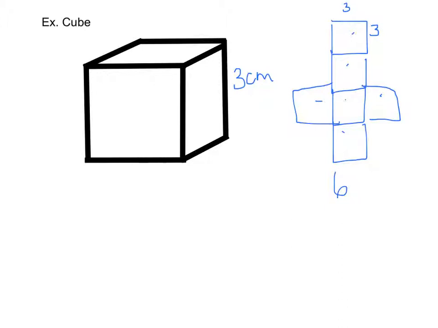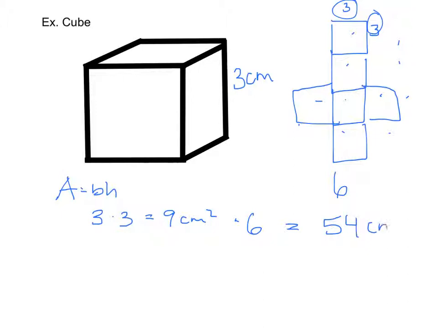So what we can essentially do, especially for a cube because everything's the same, is find the area of one side, which is going to be area equals base times height. So that's going to be 3 times 3 equals 9 centimeters squared. And then since we have 6 sides of equal size, we can just multiply this by 6 and get our final answer, which is going to be 54 centimeters squared.